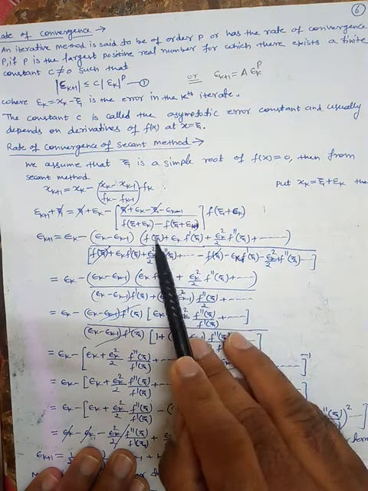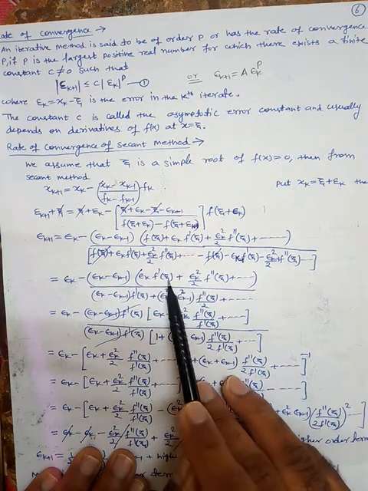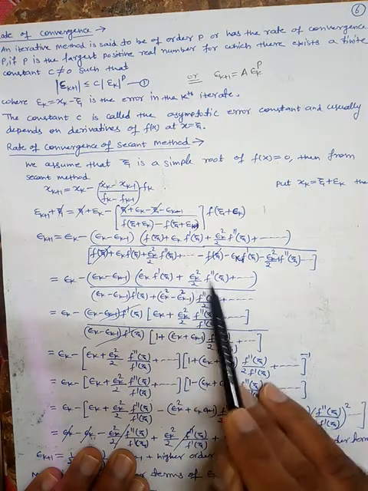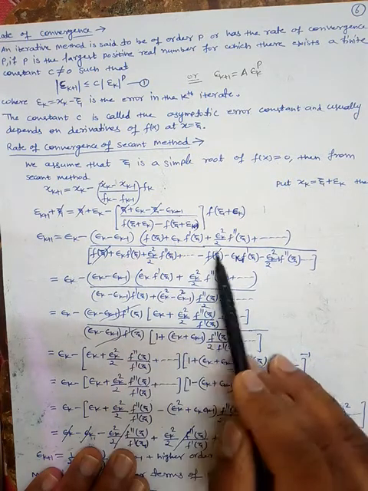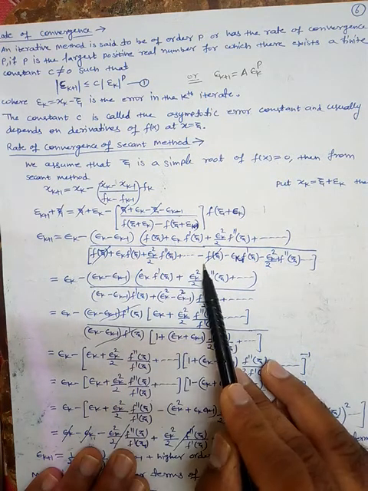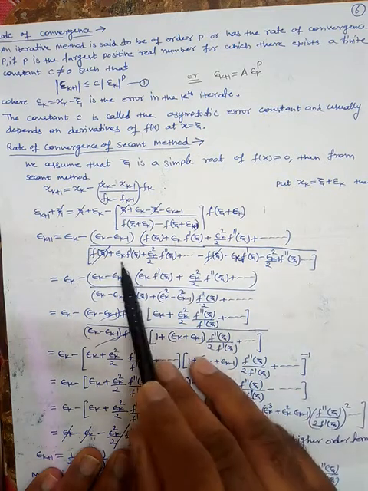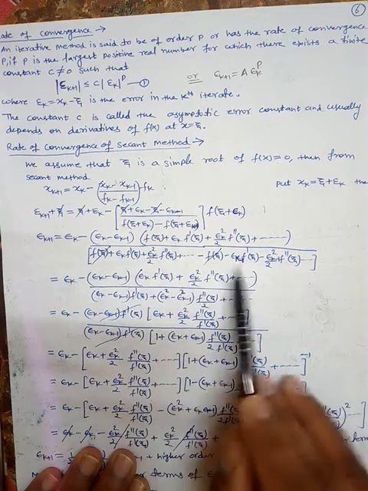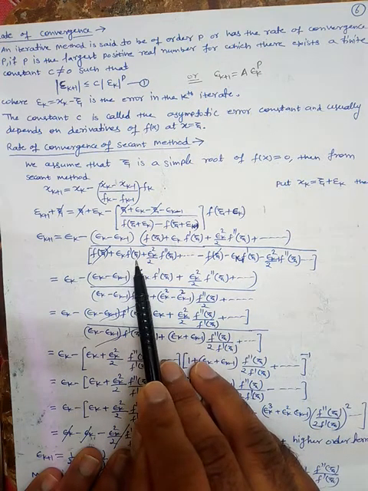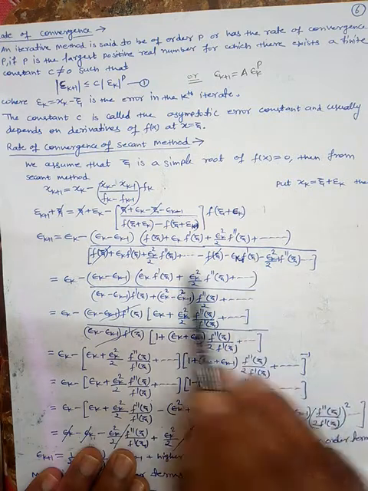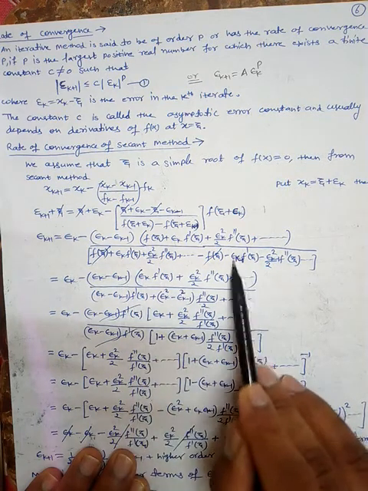f of xi will be 0. So we get only this quantity: epsilon k f dash xi plus epsilon k whole square by 2, second derivative at xi, and so on, divided by, now this cancels out with this. So we will have these remaining terms, and from the remaining terms here and here, both these terms have f dash xi common. So from here f dash xi is taken common, so we get epsilon k minus epsilon k minus 1.